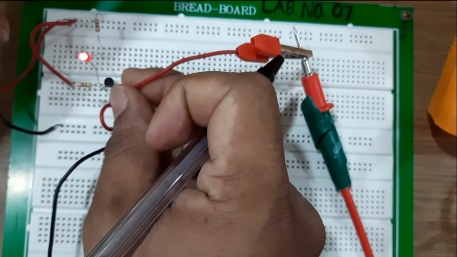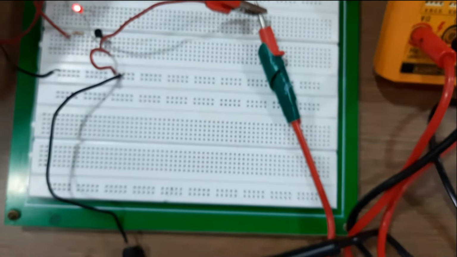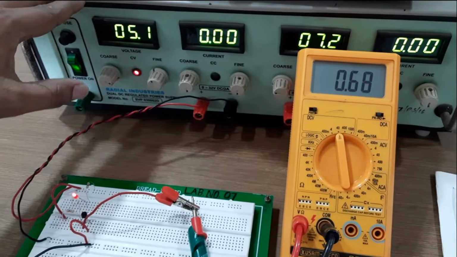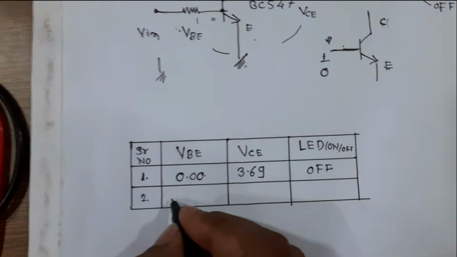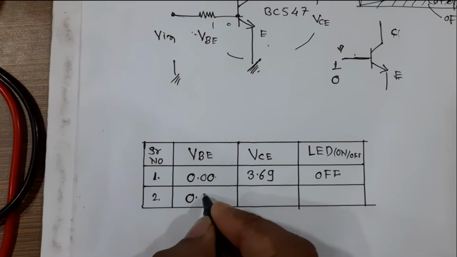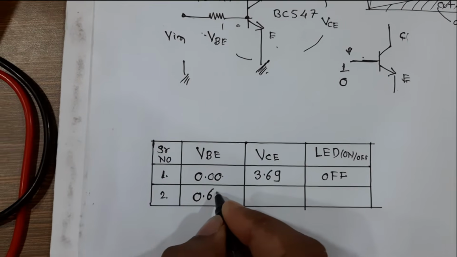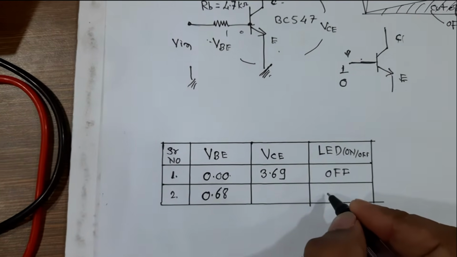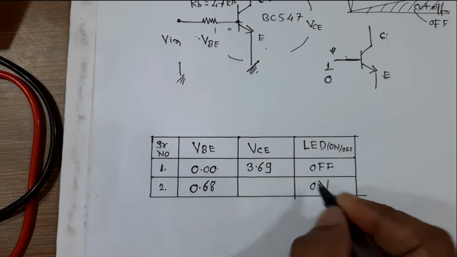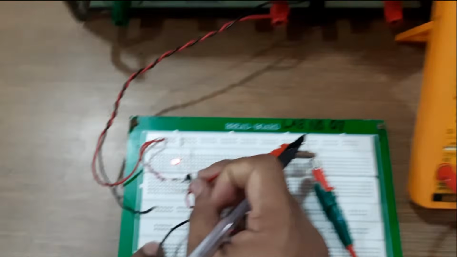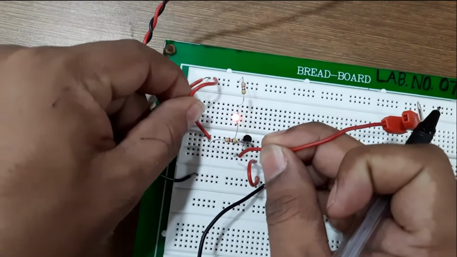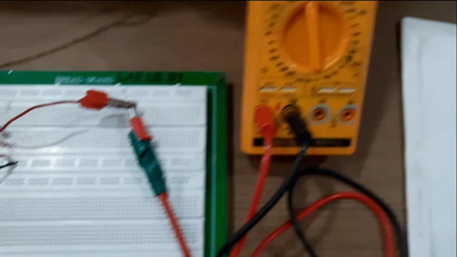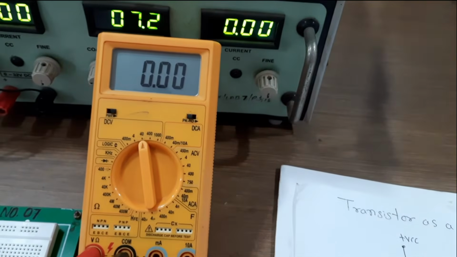To turn on the transistor, the base voltage should be minimum between 0.6 to 0.7. Now you can see the base voltage we are getting is 0.68. As I told you, to turn on the transistor we require a minimum base voltage between 0.6 to 0.8, and I am getting about 0.6 volt. The status of the LED is on, and now let us see the VCE. I will change here to see the voltage between the collector and emitter. I can see the voltage VCE is 0 volt.